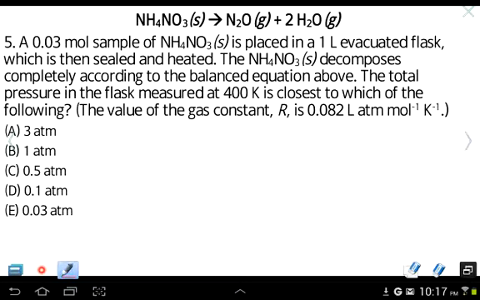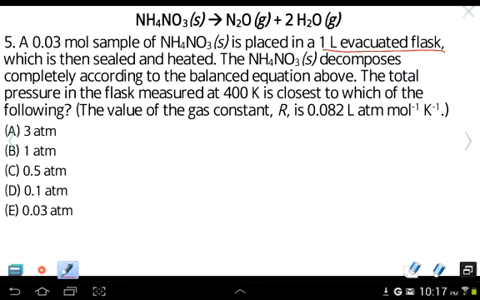Okay, let's do one like this. A 0.03 mole sample of solid ammonium nitrate is placed in a 1 liter evacuated flask, which is then sealed and heated. The nitrate decomposes completely according to the balanced equation above. The total pressure in the flask measured at 400 Kelvin is closest to which of the following?